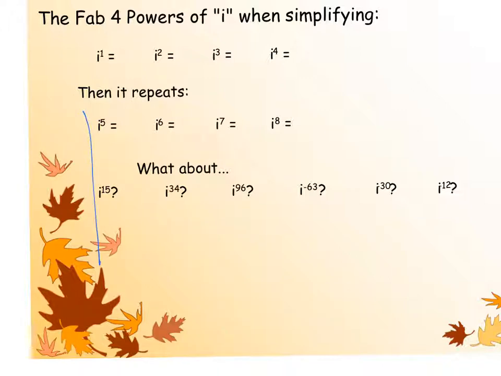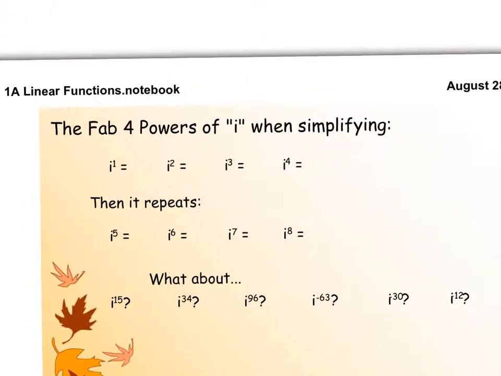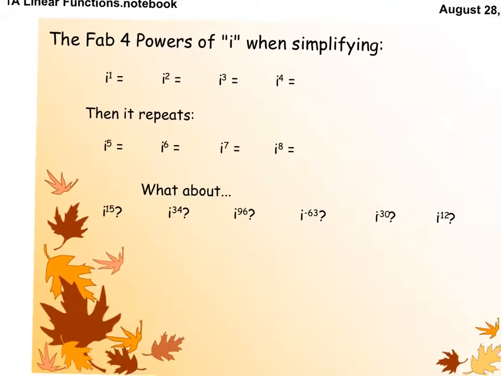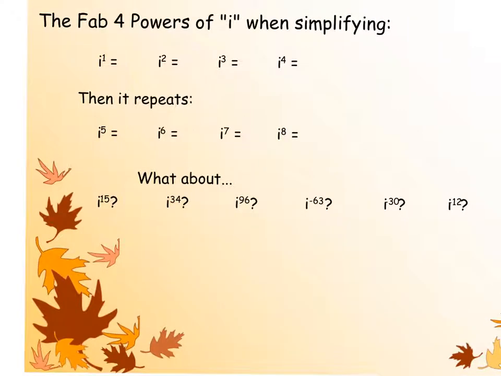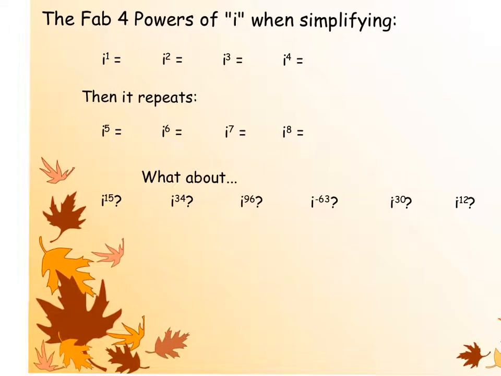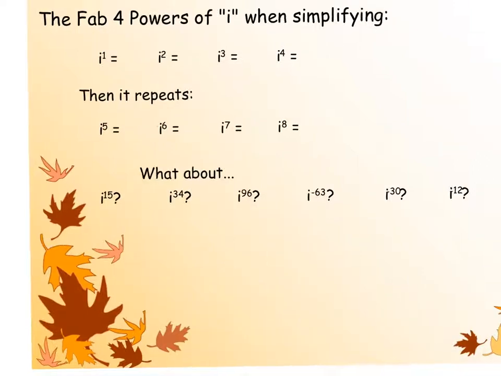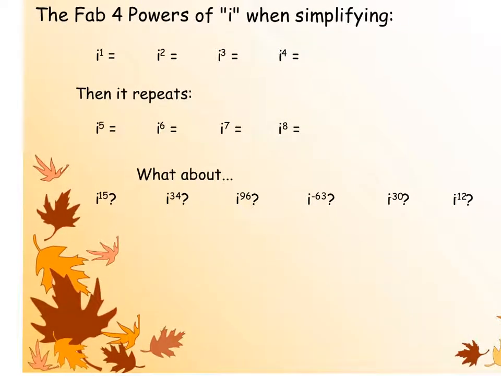Alrighty. Let me get rid of this. Make sure I'm on the correct slide. Here I am. The Fab 4 powers of i. We're now looking at different powers, and specifically we just have to look at the first 4 because you're going to see a pattern that repeats. Now, we have already stated here that the square root of negative 1 is i, and i to the first power is just i.